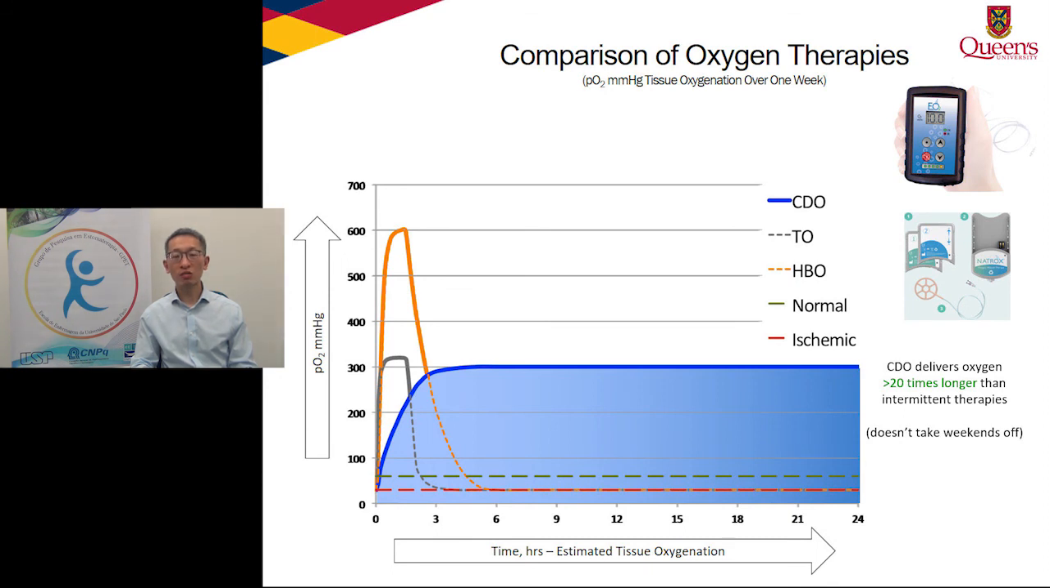As you can see in this graph, HBO2 or hyperbaric oxygen therapy gives you a really significantly high concentration of oxygen delivered within a short duration of time. Topical oxygen is low oxygen, also a short duration of time, versus a continuous diffusion therapy. Yes, it's a slightly lower oxygen level, but it is maintained at a continuous, prolonged level.